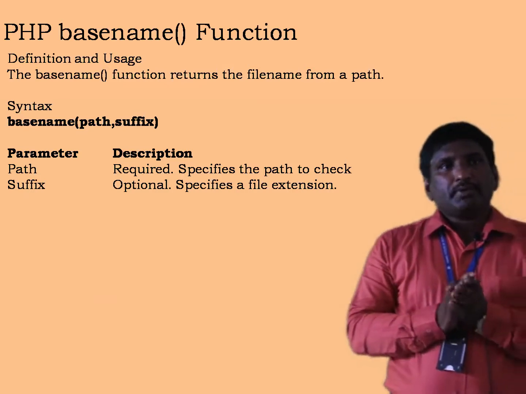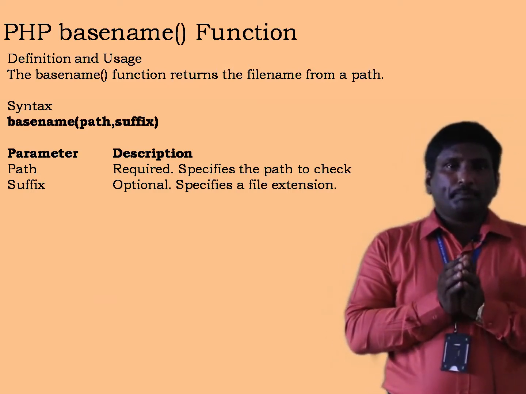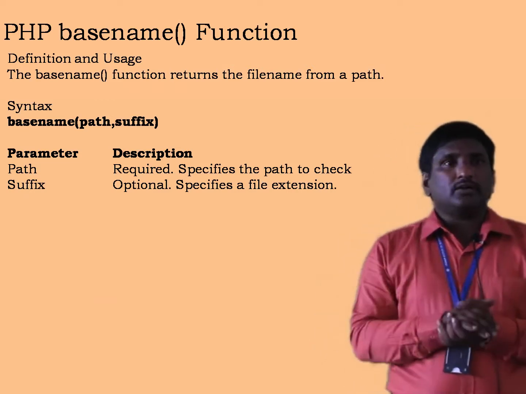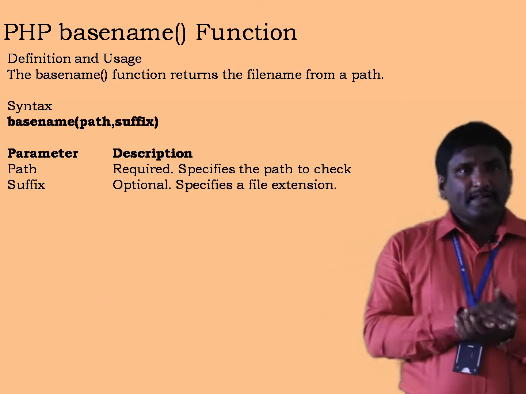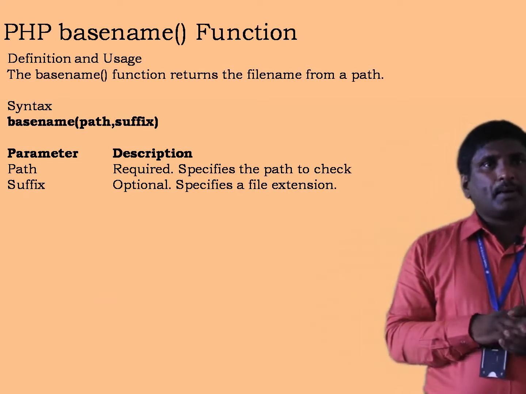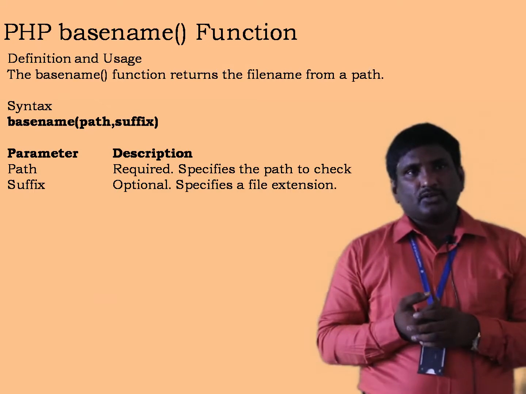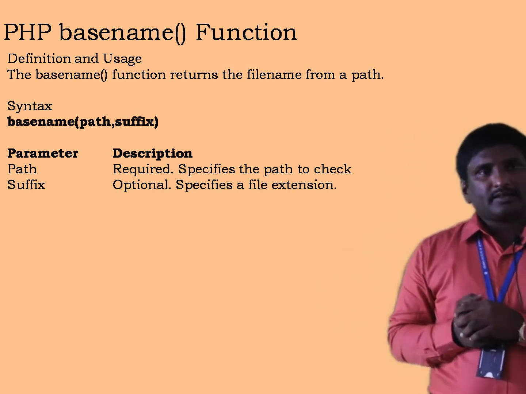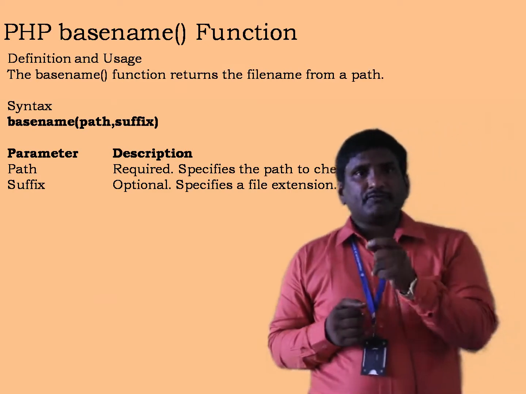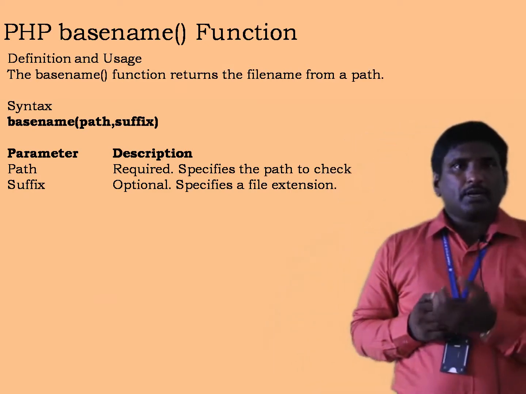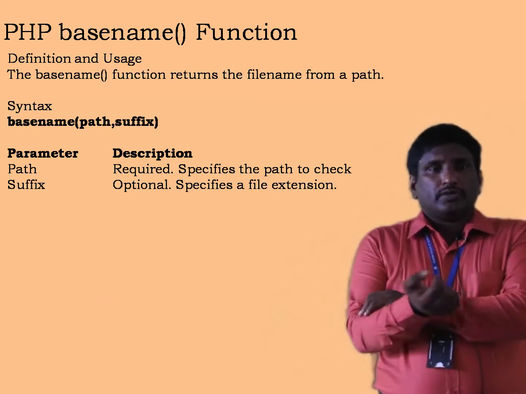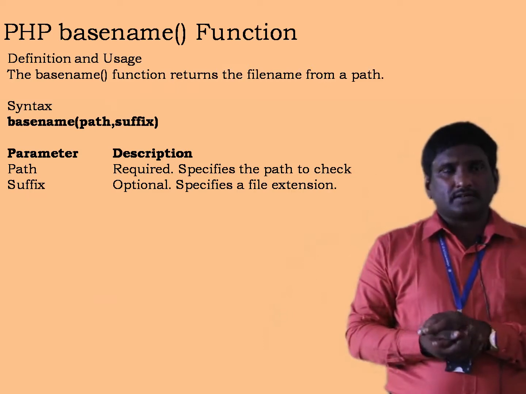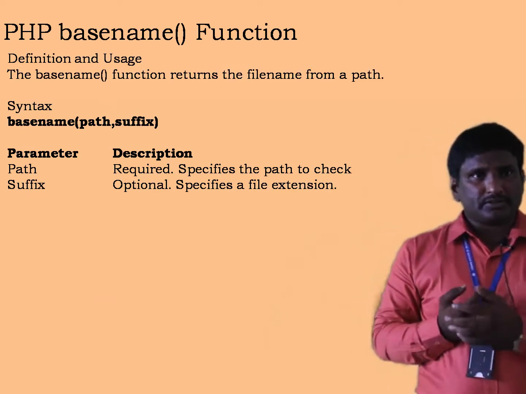Next, one more function, the PHP basename function. Basename is used to know the root path of the file. This is the syntax: basename(path, suffix). Path is required: specify the path to check. Suffix is optional: specify the file extension. Suppose my file name is welcome.php, then .php is optional if you want the basename for that. Okay, the next example explains this.